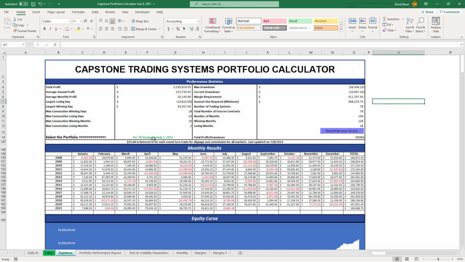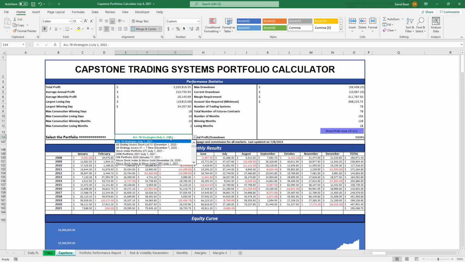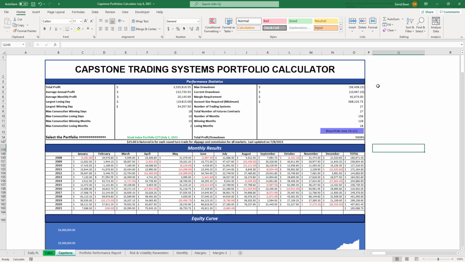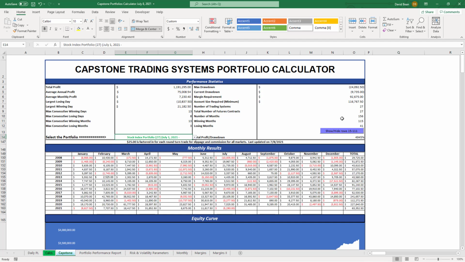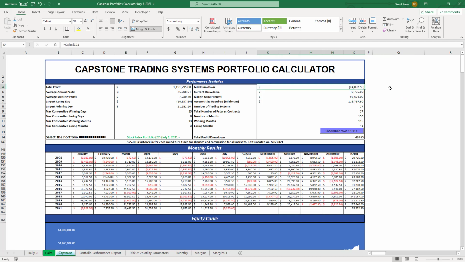While it is updating, I'm going to go through these portfolio calculator changes. I made all 78 July the 1st, 2021. It increases the drawdown. Overall, the strategy results are good, but I still need to make that adjustment because of that data. The stock index portfolio 27, it decreases the worst case drawdown. This needs to update. Let's see if you can update here. Sometimes it takes. There it is. It decreased it from around 28,000, I believe, to 24,000.